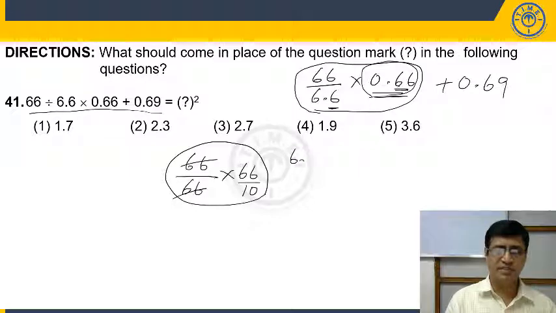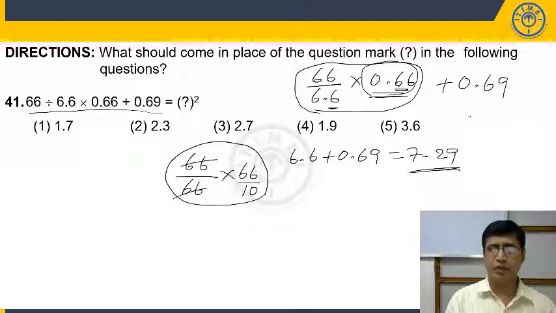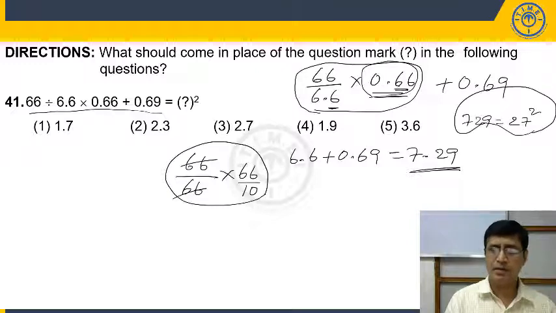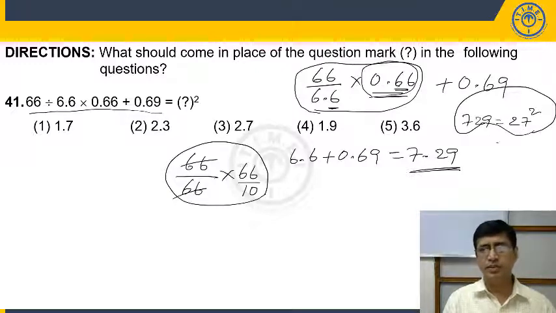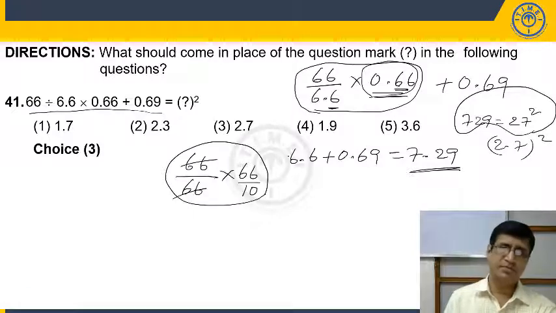When this 6.6 is added to 0.69, it will give 7.29. My dear students, 729 is a perfect square, which is 27 square. So 7.29 means it is 2.7 whole square. So what is the right answer? It is option number 3. The third option is the right option.